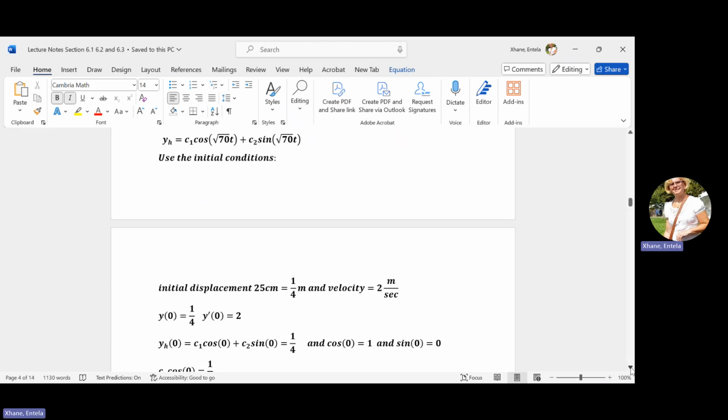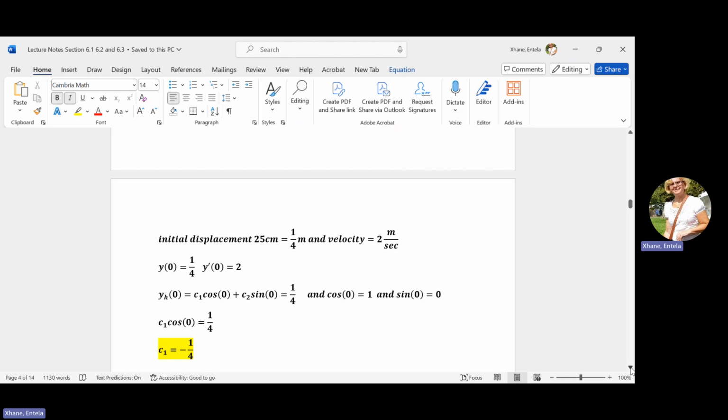So let's start substituting. In the first form, the displacement equation, we have C1 cosine of 0 plus C2 sine of 0 equals 1 over 4, where cosine of 0 is 1. Sine of 0 is 0. I apologize. So after eliminating the second term, we get C1 equals 1 over 4. Now, the reason why you see the minus is because this is below equilibrium.